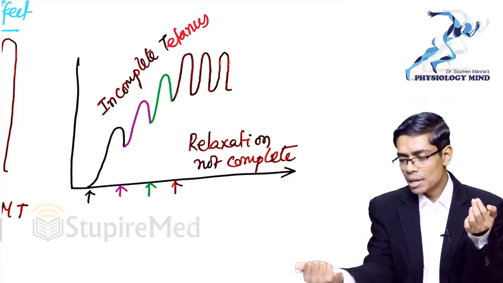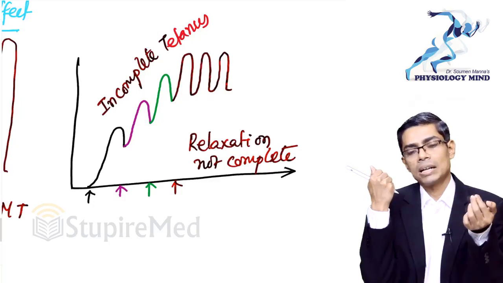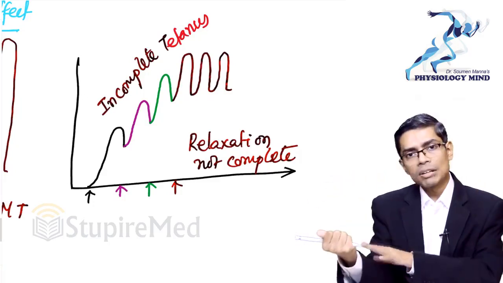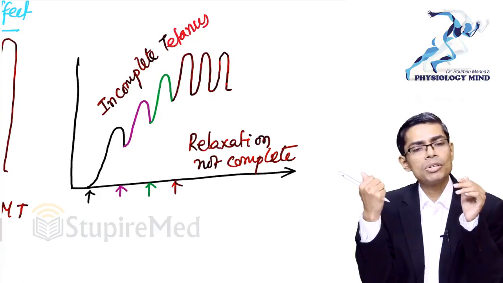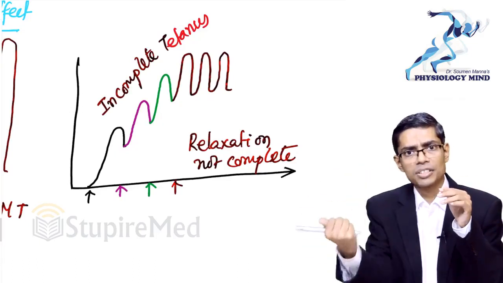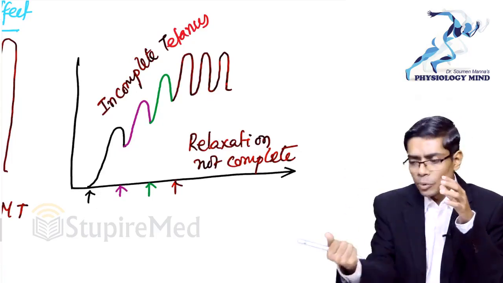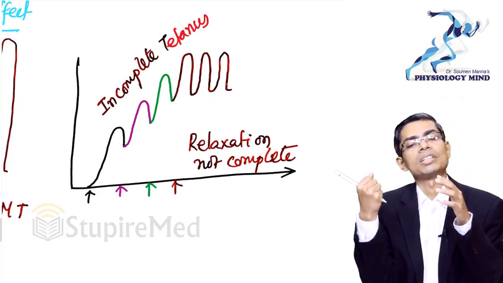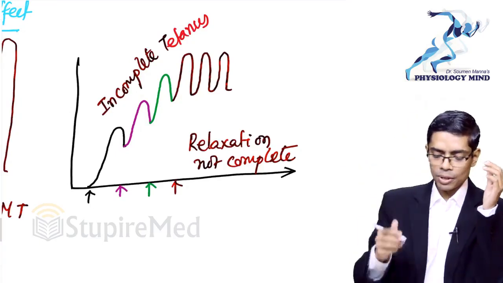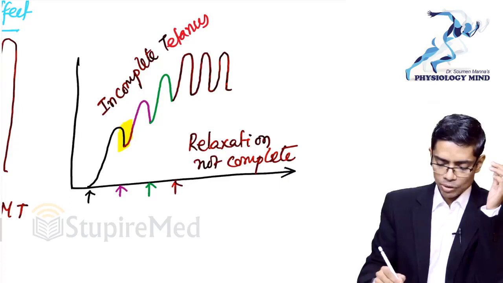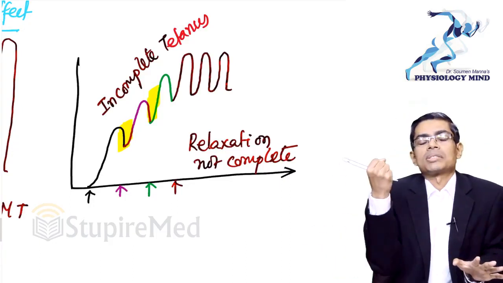Suppose I am contracting, so this contraction is smooth. Now if incomplete tetanus is going on in the muscle, how will the contraction look? It will be jerky like this. So we don't want this jerky type of contraction during our day-to-day activity. We want a smooth type of contraction with huge force. So what will you do? You have to remove this relaxation in between. I want a smooth contraction with high force.